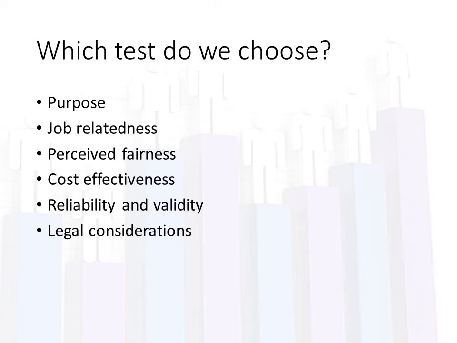Reliability and validity, two things we learned about last week, are also important. We should be choosing tests that are both reliable and valid. Now, you know that is quite a challenge. That is where IO psychologists come in. That is their specialty: creating, choosing, administering reliable and valid tests that are cost effective, that people think are fair, that are related to the job, and that serve the correct purpose.